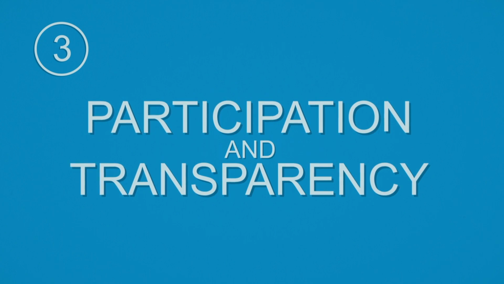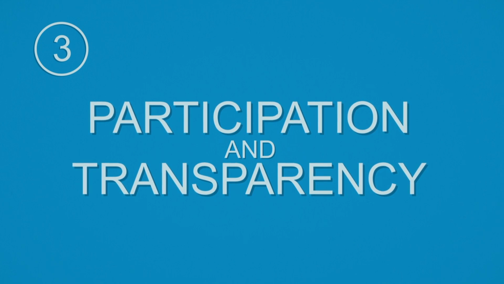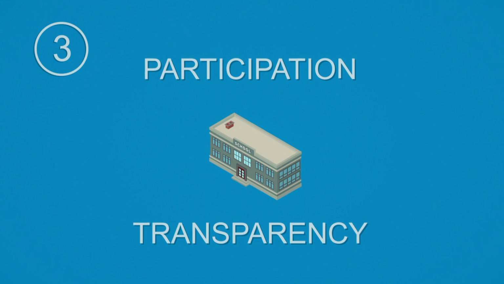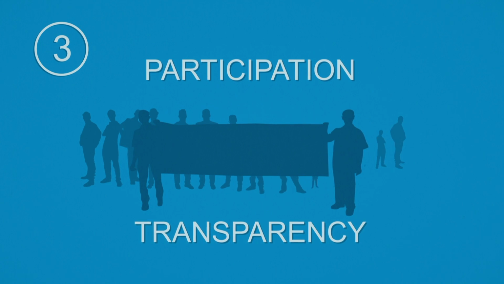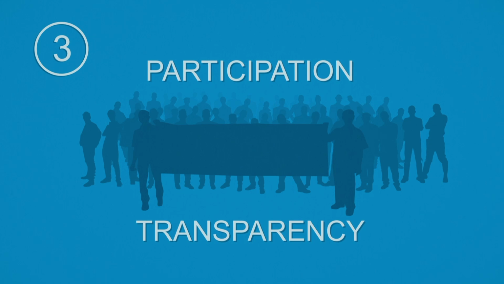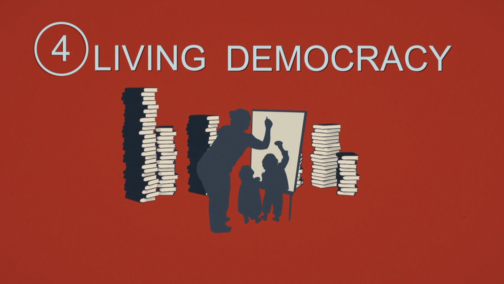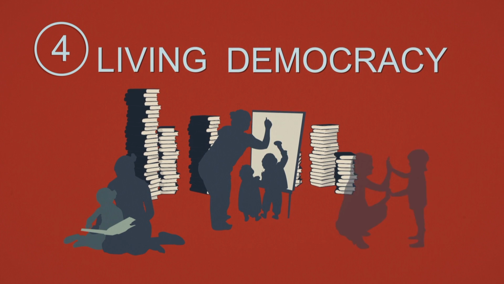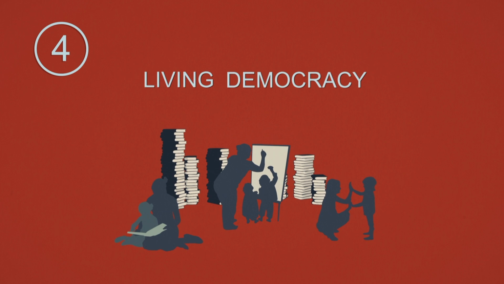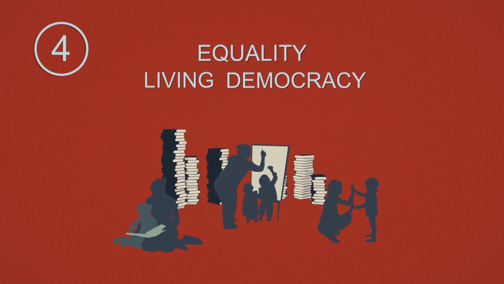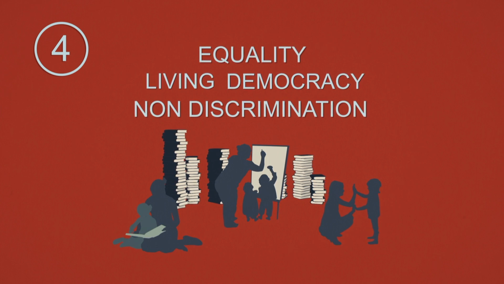Step 3. Promote democracy and transparency in all educational establishments. Students, teachers and parents should be involved in decision making. Step 4. Train educators to teach democratic citizenship, human rights, equal opportunities, and non-discrimination.